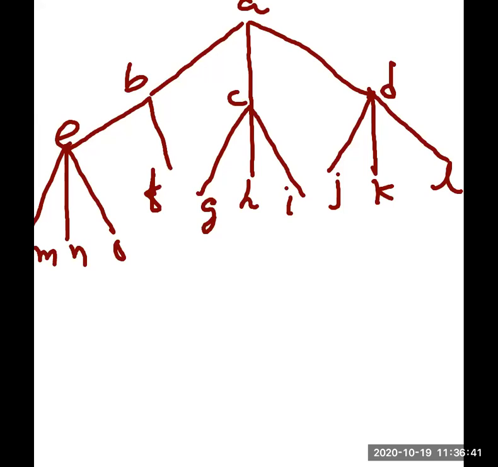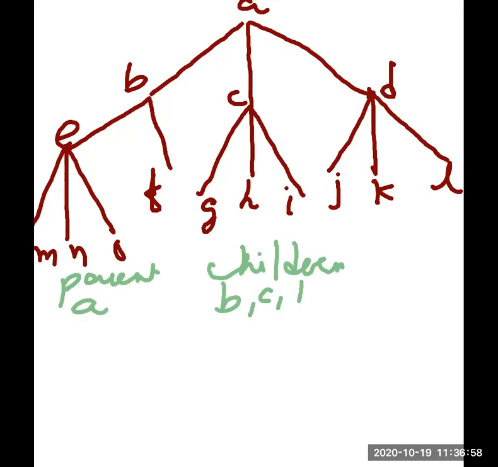Okay. So just for an example, I'll write here parent and children. So A is parent of B, C, D. This is an example. E is parent of M and O. B is parent of E and F. C is parent of G, H, I, so on and so forth.